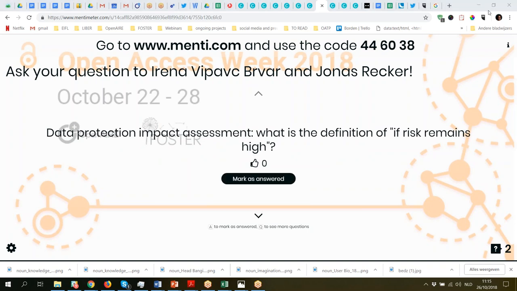Okay, so this is about data protection impact assessment. What is the definition of if the risk remains high?